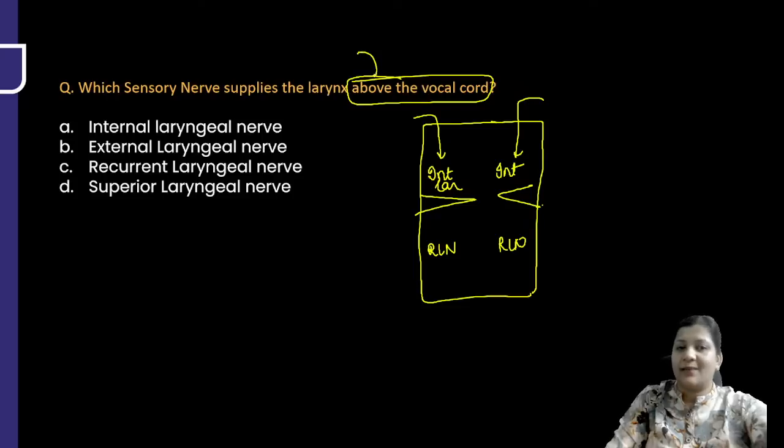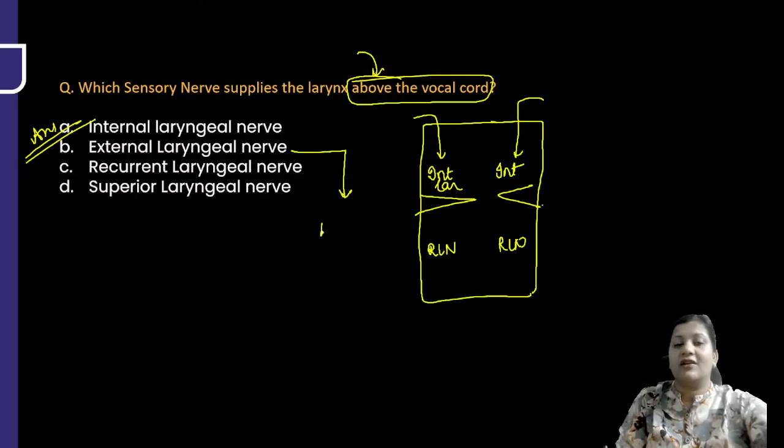The sensory supply above the level of the vocal cord is via the internal laryngeal nerve. The external laryngeal nerve doesn't have sensory fibers, it has motor fibers. So motor fibers for which muscle? It is for your cricothyroid muscle.